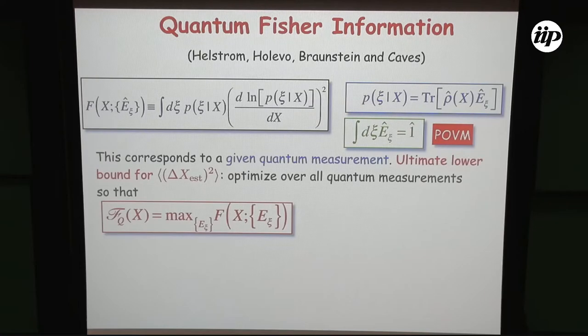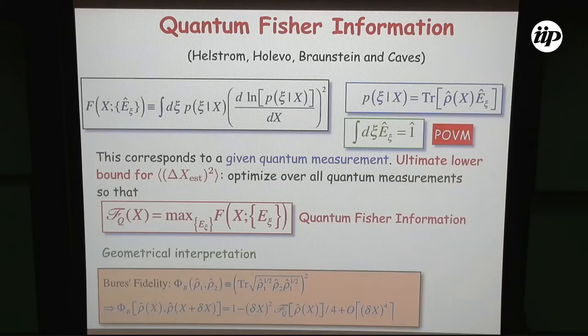In general, it's a POVM. And in fact, if you look at this expression, this corresponds to a given choice of this POVM, that is, to a given quantum measurement. Now, the ultimate lower bound for this precision is obtained by optimizing this expression over all possible measurements. In other words, I want to maximize it over all possible measurements in order to reduce this lower bound for the uncertainty. And this defines the quantum Fisher information. It's the maximum of this expression for all possible measurements made on the system. And this is the so-called quantum Fisher information.